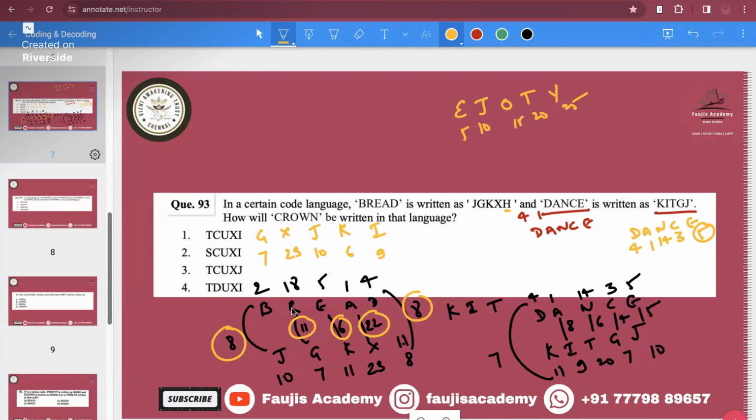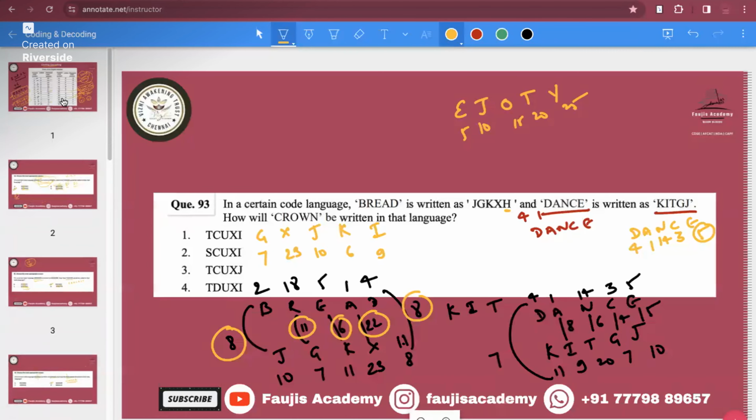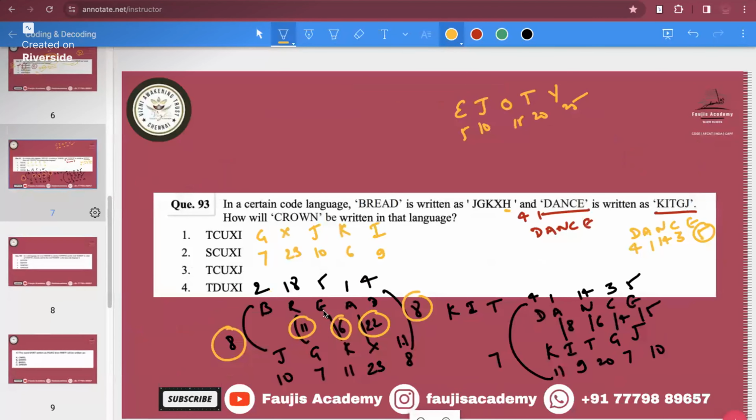Bread, B is 2, R is 18. R is 18, one moment. Sometimes even I forget. R is 18, E is 5, A is 1, D is A, B, C, D. D is 4. Okay. So plus 5 is your G. Okay. Can we think it like this?